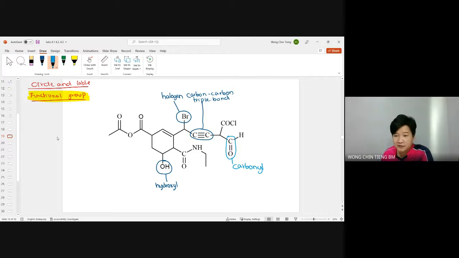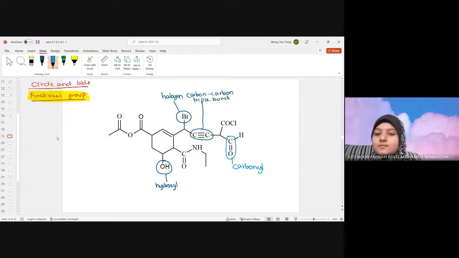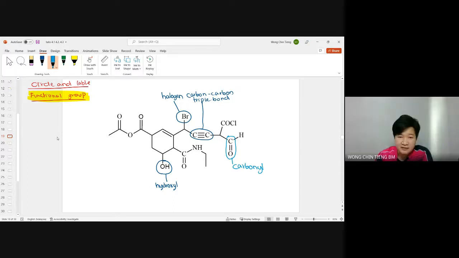Carboxamide adalah siapa, Amira? C double bond O N. The C double bond O N. That is our carboxamide. Alright. Lagi? Come on, guys.